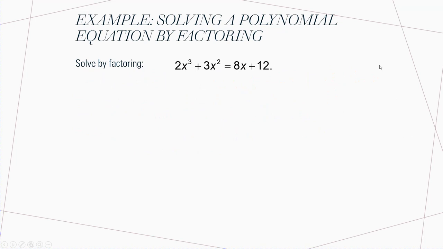Okay, here's the first one. Let's look at 2x cubed plus 3x squared is equal to 8x plus 12. First thing I want to do is move this to the other side, so I'm going to subtract it over to put it in general form. So I have 2x cubed plus 3x squared minus 8x minus 12 is equal to 0. Notice how you have a 4-term polynomial, so you're going to factor by grouping now.